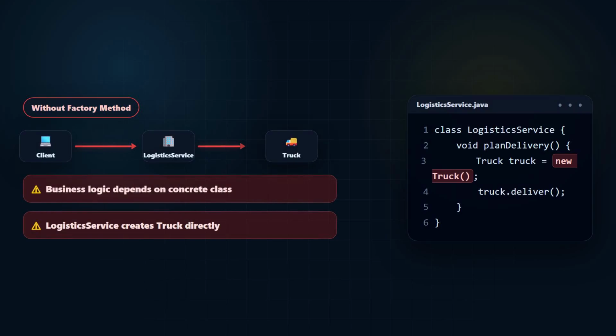Imagine we are building a logistics application. The client asks the logistics service to plan a delivery. Inside the service, we create a truck object and call the delivery method. At this point, the design appears perfectly fine. The application supports road delivery, so a truck makes sense.